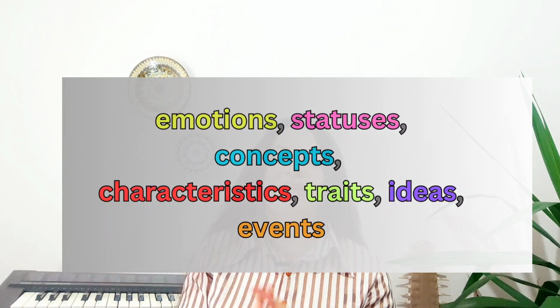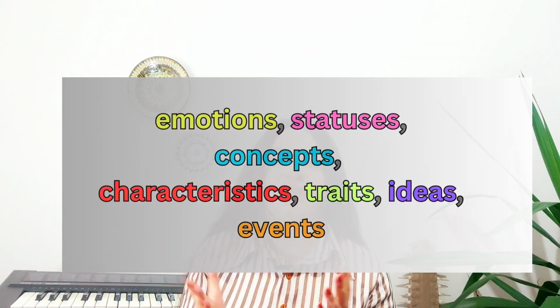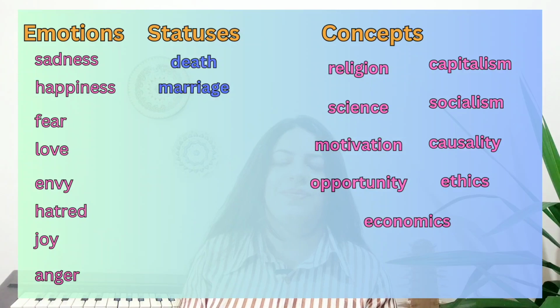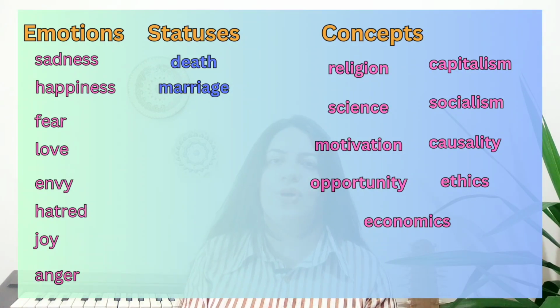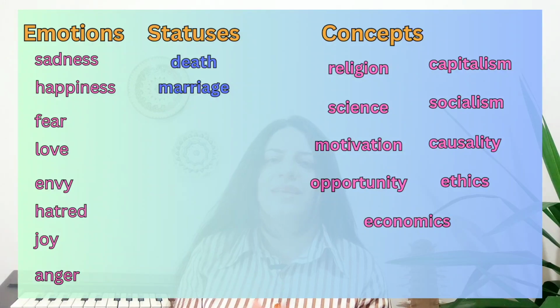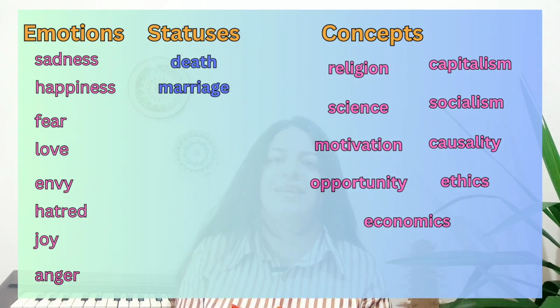Abstract nouns can be further categorized into various groups, which will deepen our understanding. They can represent emotions, statuses, concepts, characteristics, traits, ideas, and events. Let's look at some examples. Emotions: sadness, happiness, fear, love, envy, hatred, joy, anger. Statuses: death, marriage.